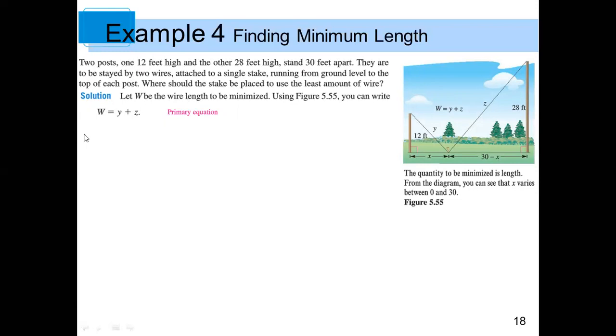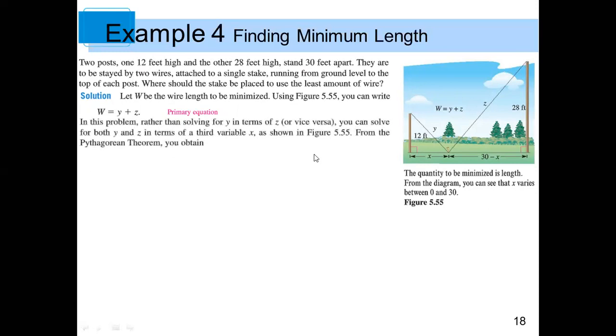Okay? So W, which is the length of the wire, has to be this length plus this length. So it's just y plus z. So rather than solving for y in terms of z or vice versa, you can solve for both y and z in terms of a third variable. Because if you think both of these are right triangles, I can use the Pythagorean theorem, I know that both of them have to be 30 apart. If I take x to be the distance that the stake is placed from the smaller pole, I know that distance is x, and that it is subtracted from 30 to get the distance to the other pole.